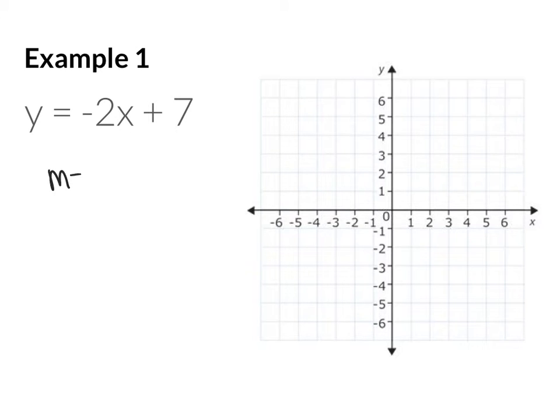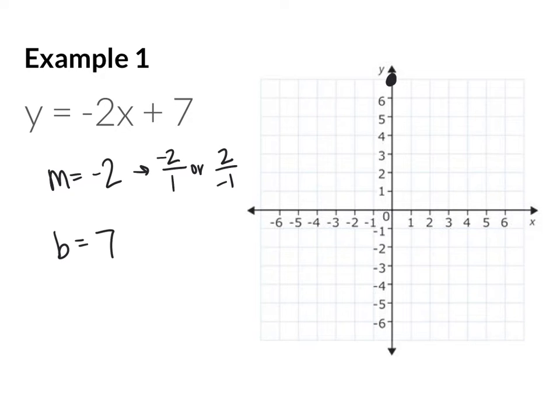Here's our first example. Let's pull out our slope, which is negative 2, and our y-intercept, which is a positive 7. For our slope, that means that it has a rise of negative 2 and a run of 1, or a rise of 2 and a run of negative 1. Either of those equals negative 2 for the slope. My y-intercept is 7. That means it intersects the y-axis all the way up here.